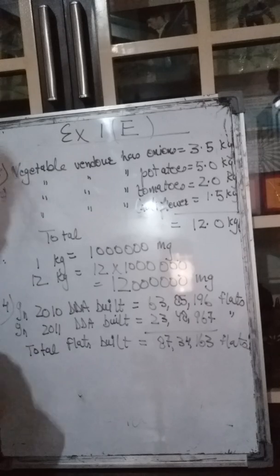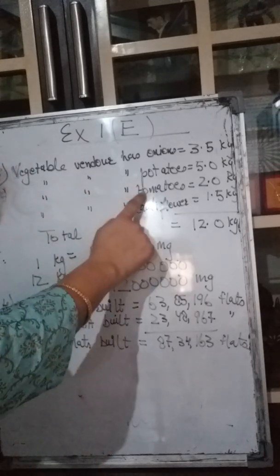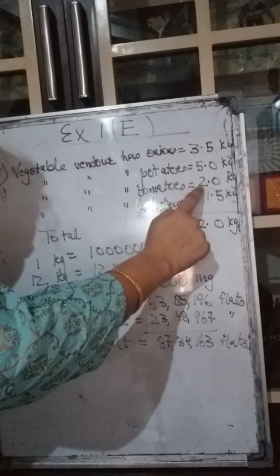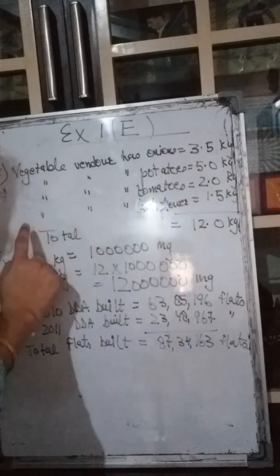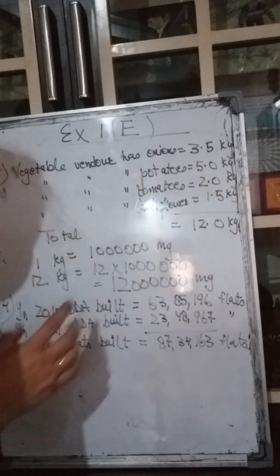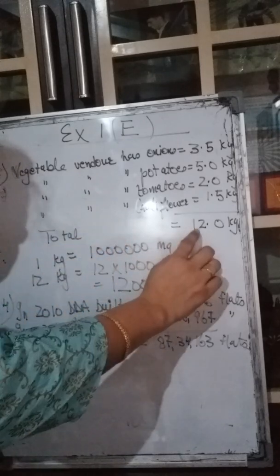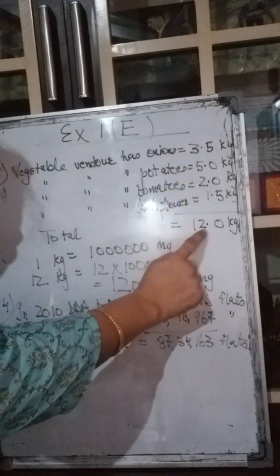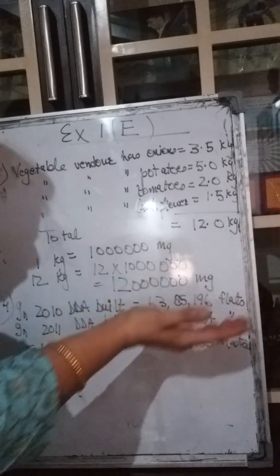Is that clear? Now it has tomatoes 2 kg. 2 again can be written as 2.0. And it has cauliflower 1.5 kg. So how much total vegetable he has? We will add them up. We will get 12.0 kg or 12 kg.